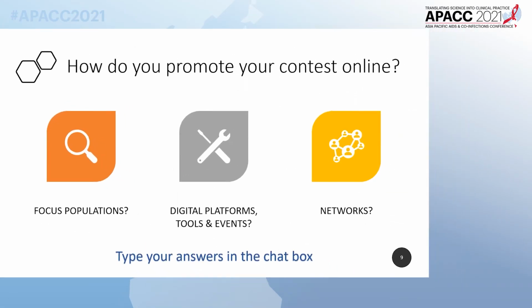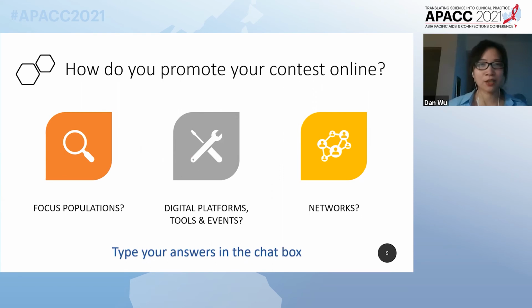Thank you. So the next stage is how do you promote your contest online? First of all, you need to be clear about your focus population. For example, if we're doing this APACC contest, the focus population will be very clearly the conference participants. But then the other question is, how do you reach them? This is related to what you have just asked about the platforms. Usually the digital platforms we are using are very diverse. So we think of any ways that can help us promote the call or spread the message to the participants.